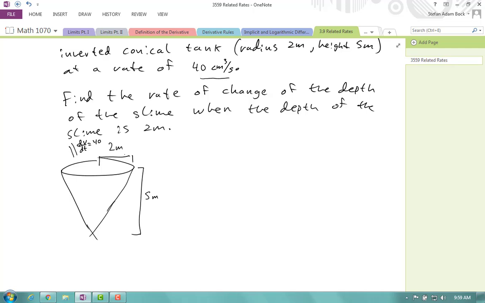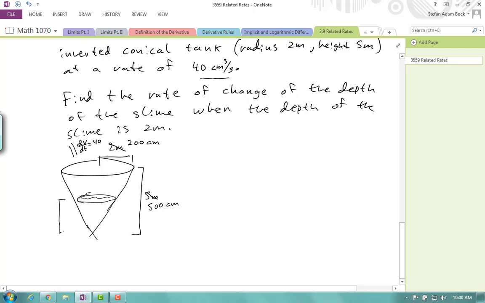So I'm going to switch to centimeters because it'll be easier than trying to change the 40. So instead of 2 meters, I'll have 200 centimeters, and instead of 5 meters, I'll have 500 centimeters. And in here, I'll have some amount of pink slime. Now, I want to find the rate of change of the depth of the slime. So I'm going to need a variable here describing the height of this slime in here. And I want to know this when the depth of the slime is 2 meters.